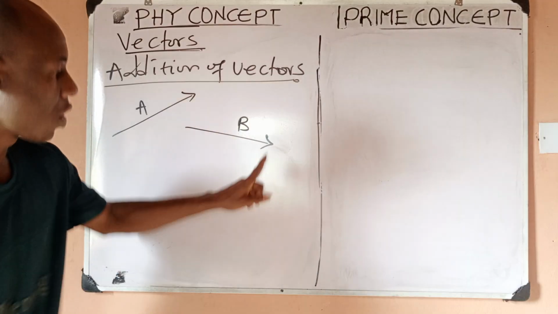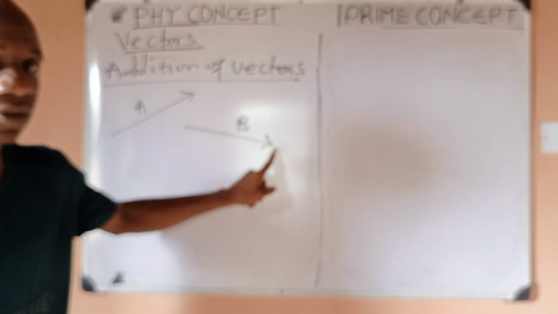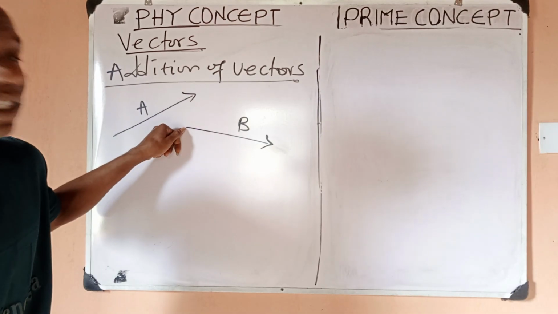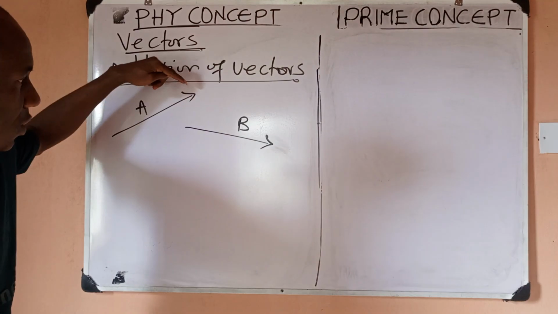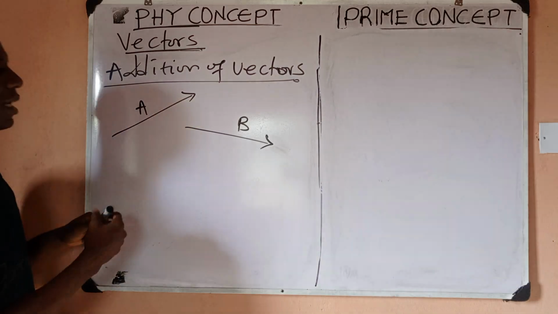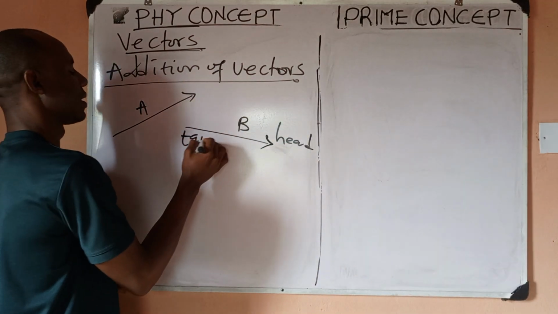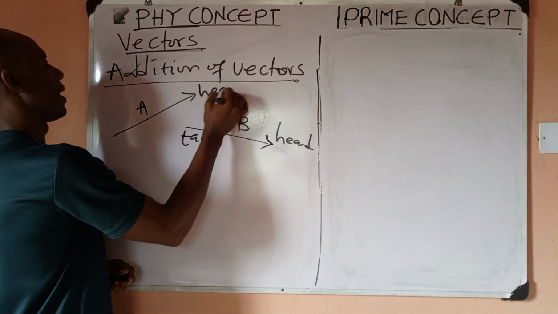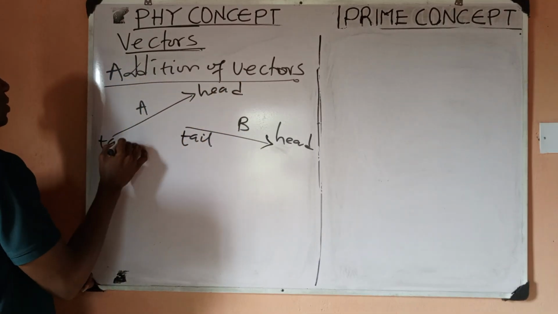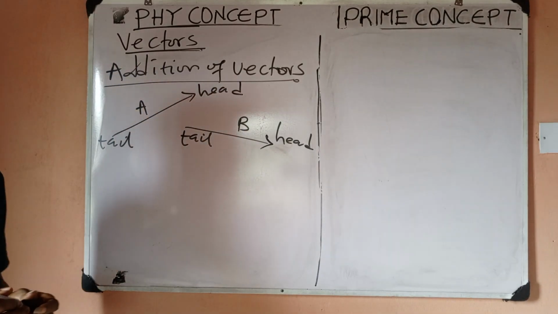So this is called the head of this vector, while this point is called the tail of this vector. So this is head and this is tail. So take note of that. This is head and this point is tail of the vector. It's very important.